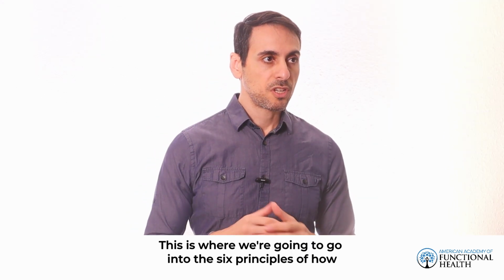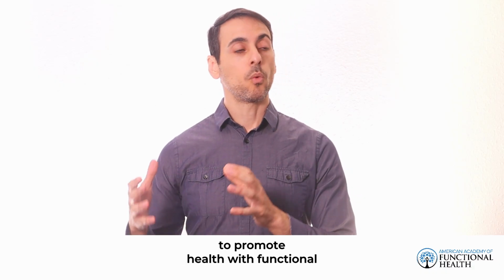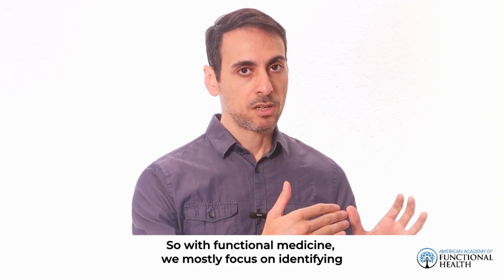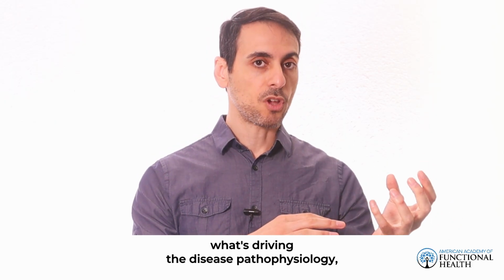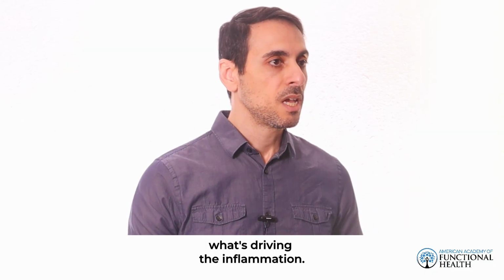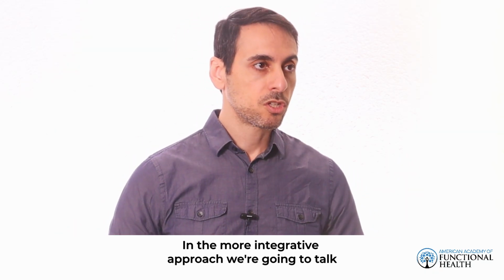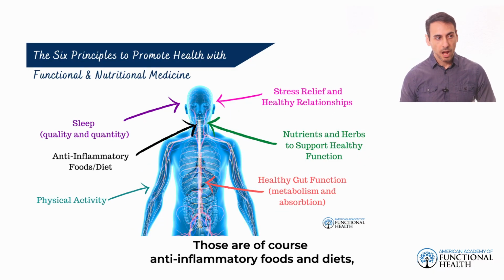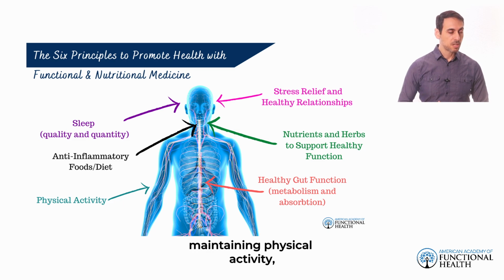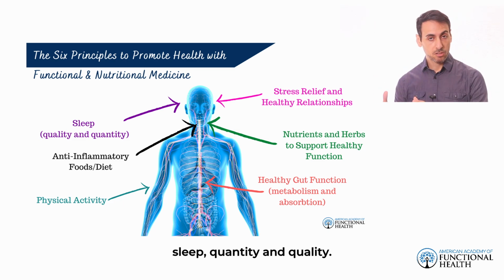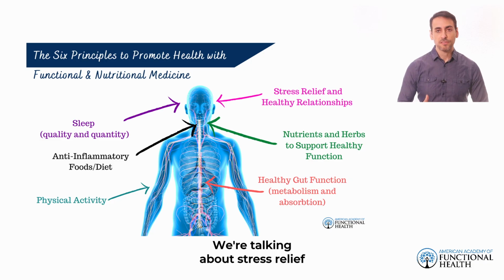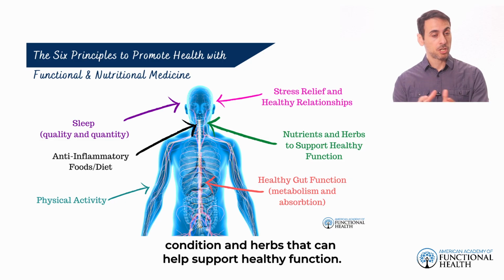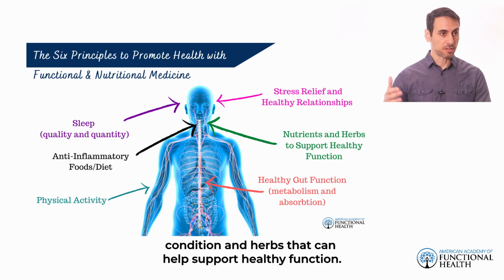This is where we're going to go into the 6 principles of how to promote health with functional and integrative medicine. With functional medicine, we mostly focus on identifying what's driving the disease pathophysiology, what's driving the inflammation. In the more integrative approach, we're going to talk about the 6 principles to promote health. Those are anti-inflammatory foods and diets, maintaining physical activity, sleep quantity and quality, stress relief and healthy relationships, and nutrients, specific nutrients for each condition, and herbs that can help support healthy function.